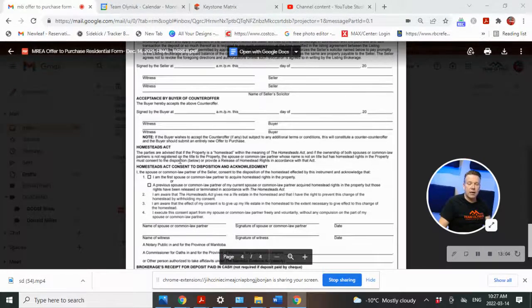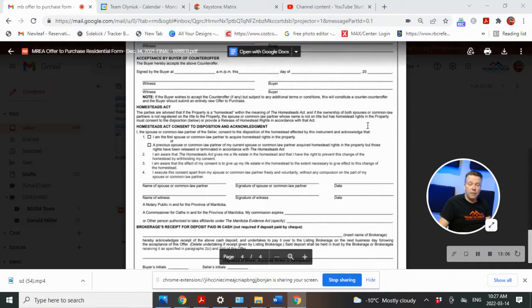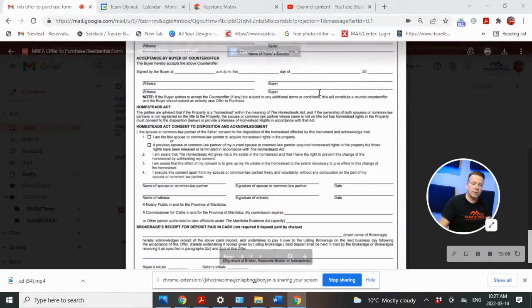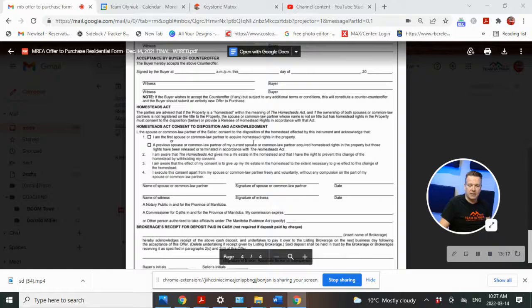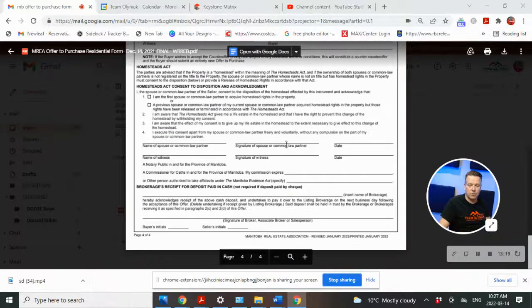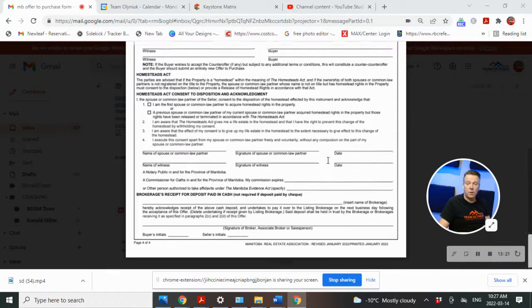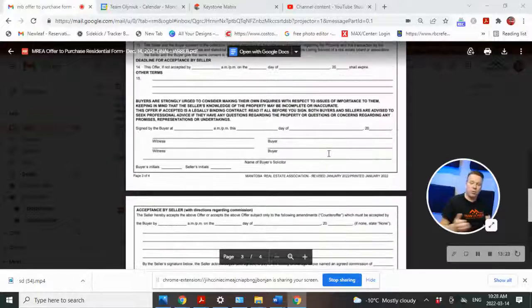Homestead Act. This comes into play if one of the persons, let's say a husband or wife, isn't on title, but that's their primary residence, well, then they do have Homestead Act rights. And so this part needs to be filled out as well. So that is an offer to purchase.